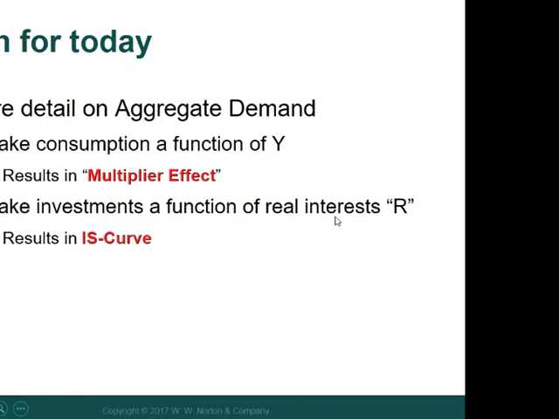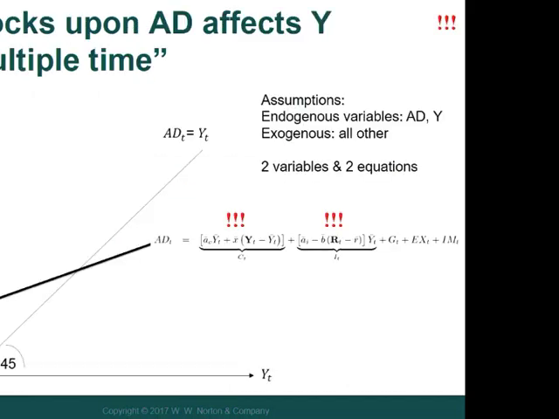And we immediately include a second change as well. We say real investments, so how much companies are buying trucks, new machinery, new businesses, is going to be a function of the real interest rate R. And that's going to result in the so-called IS curve. So that will keep us busy for roughly an hour, I think. Let's see how we're going.